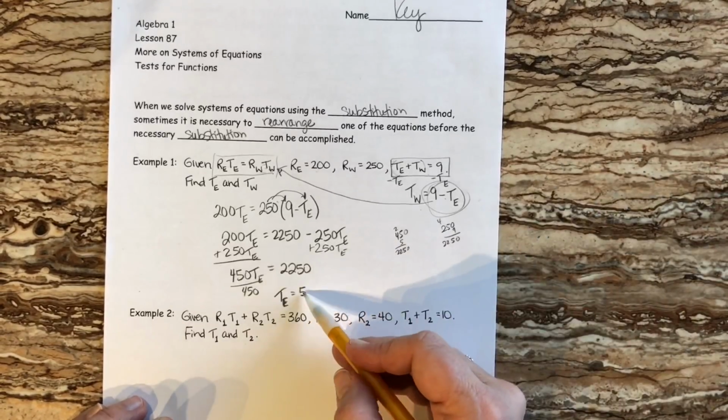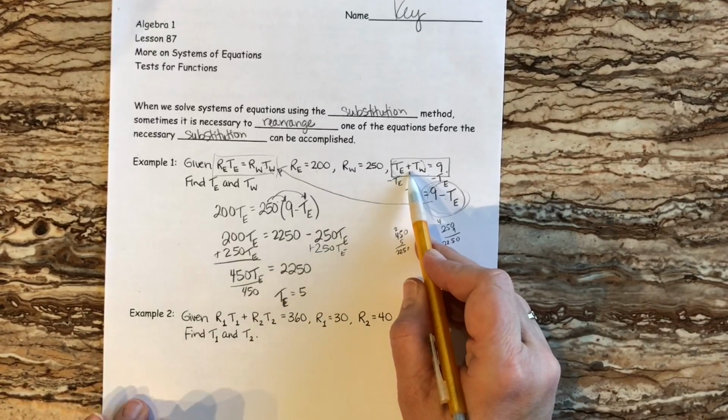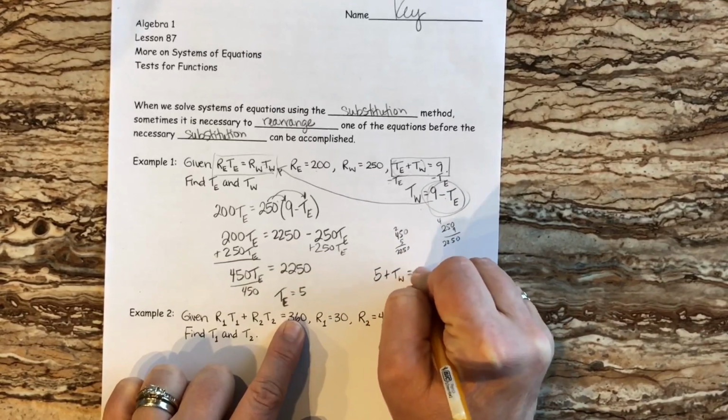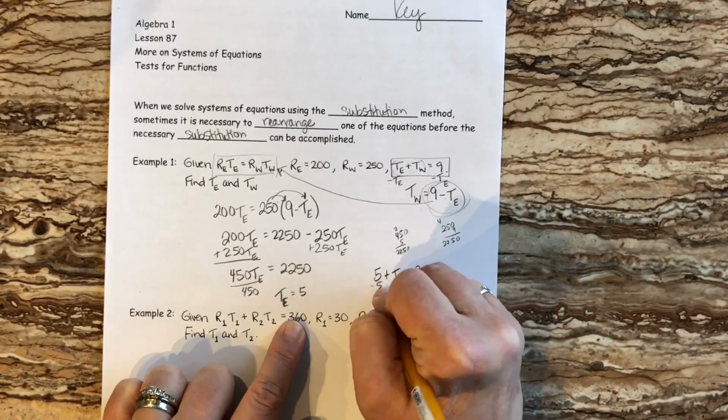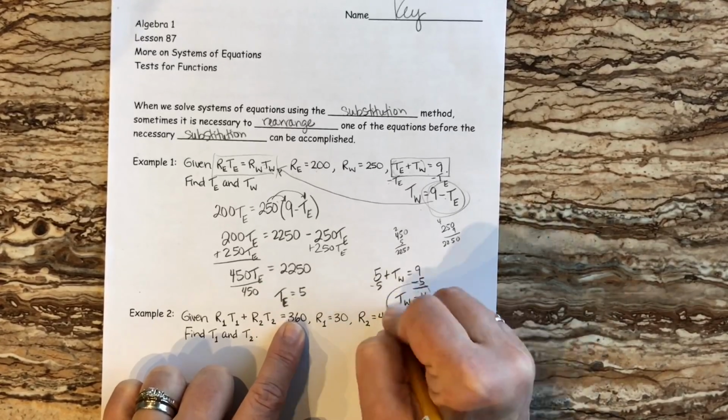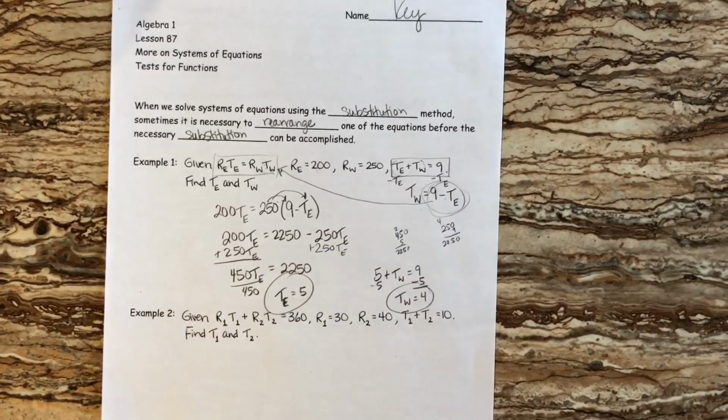Now, this is the easy part. This can go back into this equation here. 5 plus what equals 9. Subtract 5 from both sides. And we know that T sub W equals 4. And those are my 2 answers.